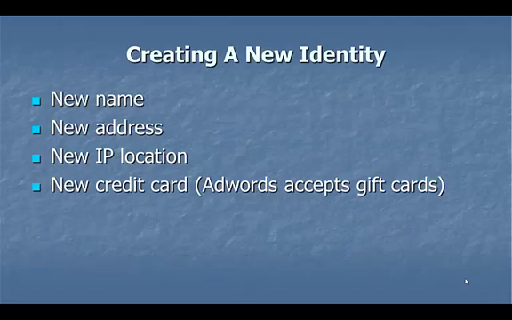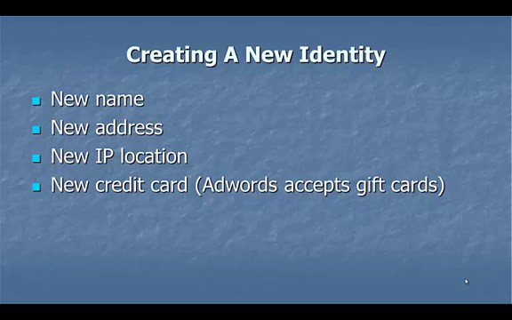The second thing that you need to do is create a brand new identity. I mean, if your account's been banned, you can't use your same name, your same address, and like I said, your same IP location, or the credit card that you had on the account that was banned. You basically have to create a brand new you. Okay, so basically new name, new address, new IP location, and new credit card. And AdWords, by the way, does accept gift cards, so you can go out and get a Visa gift card just to get your account going initially.